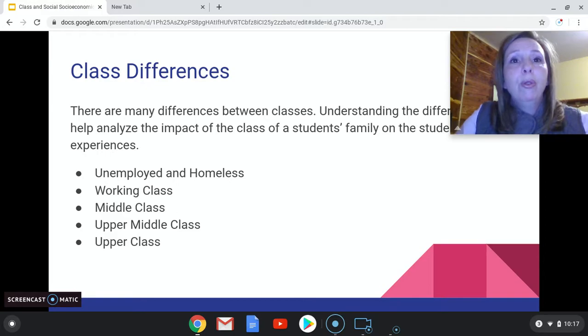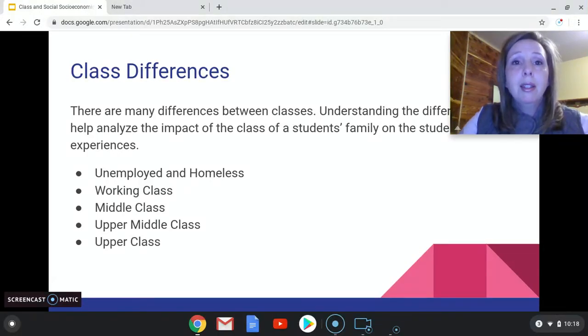It is important for us to know that there are many differences between classes. Understanding the differences can help us analyze the impact of our students' families on their educational experiences. Unemployment and homelessness: this group suffers the most from the lack of stable income and other economic resources. Children suffer the most from persistent poverty. Families and people in poverty have been socially isolated from dominant society.